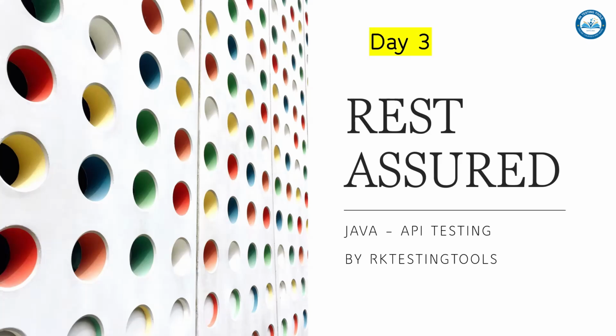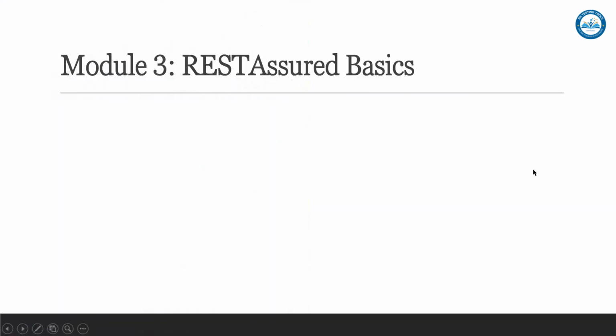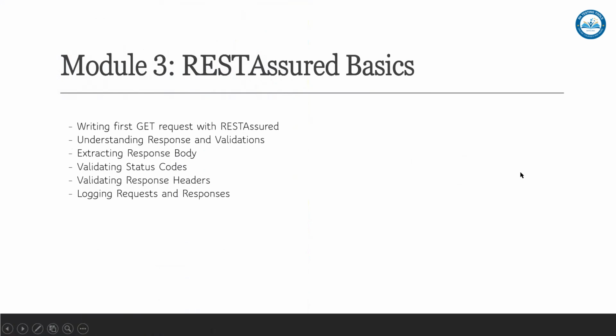So welcome to day 3 of RestAssured API testing with the Java programming language. In this session, we are going to talk about the RestAssured basics. We will talk about writing the first GET request with RestAssured. That means we'll be getting into the practical stuff: understanding the response and validations, extracting the response body, validating the status codes, validating the response headers, and finally logging the request and responses. We'll see one by one.